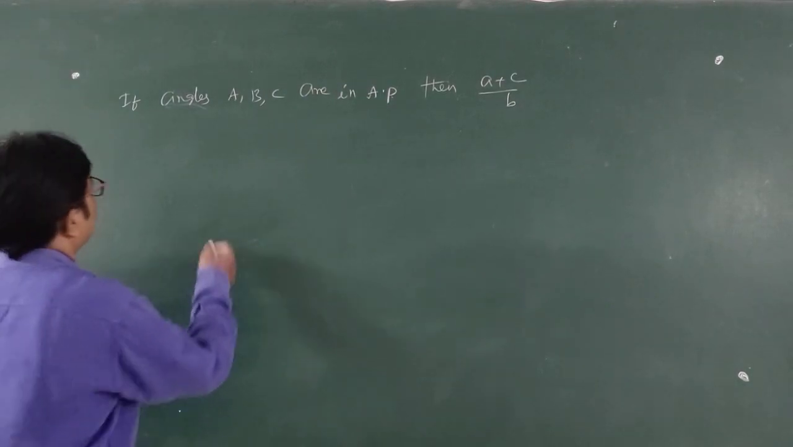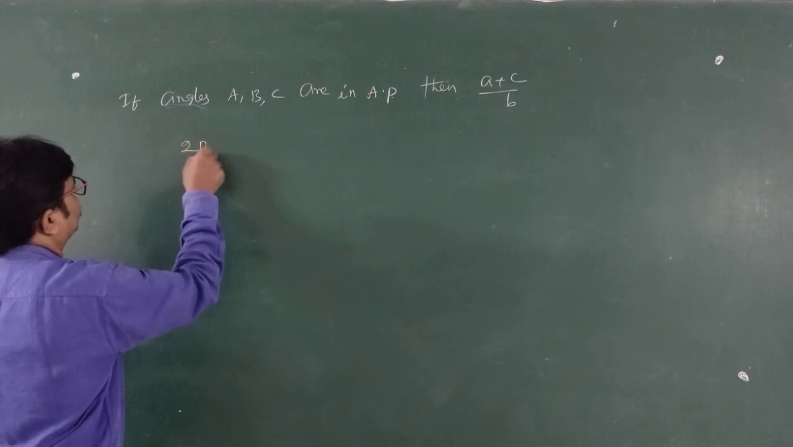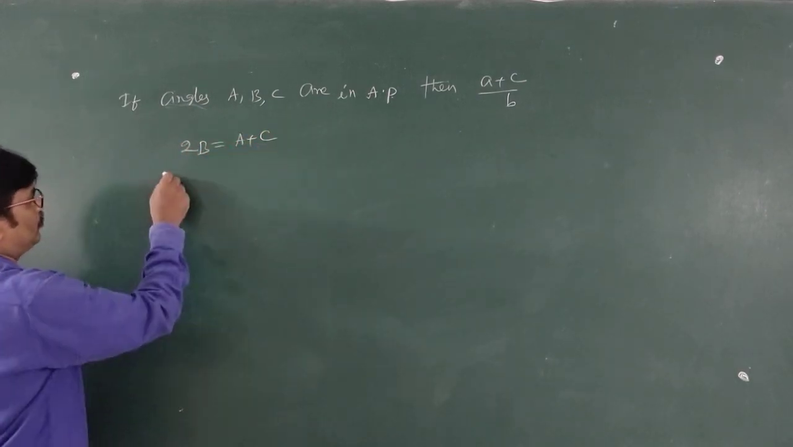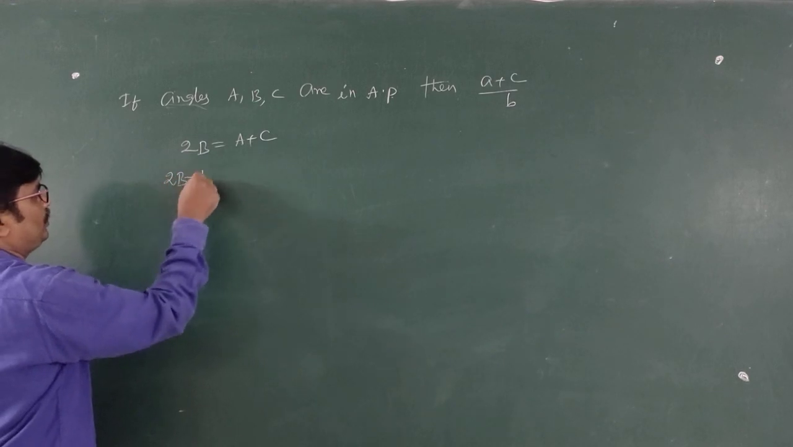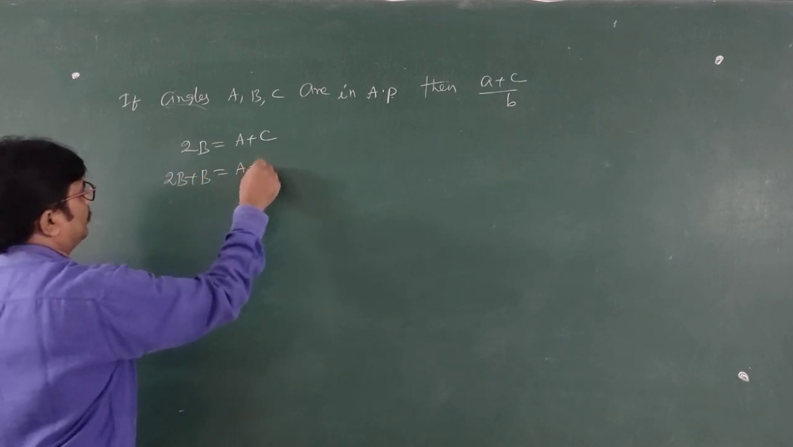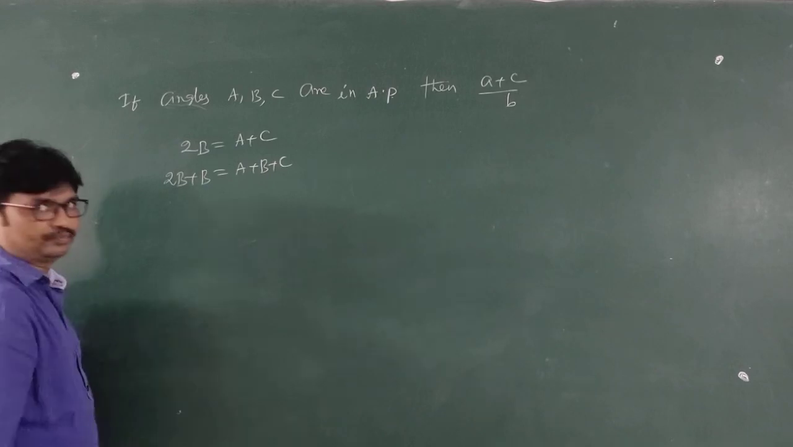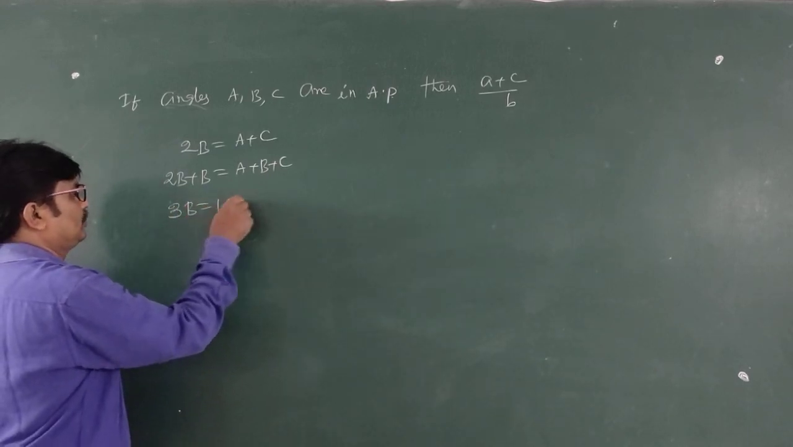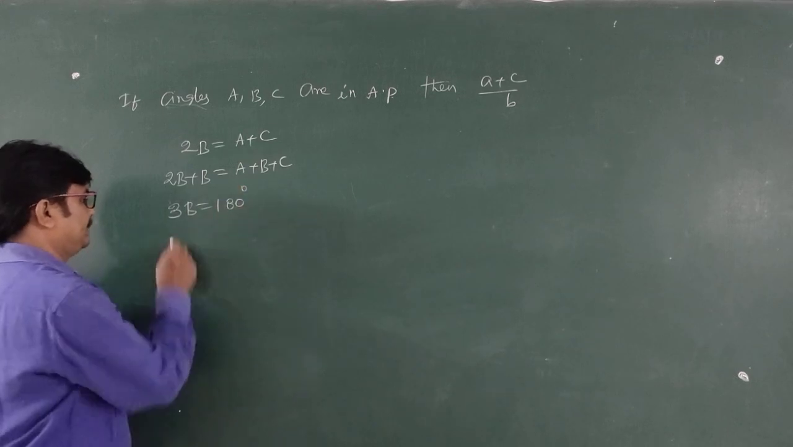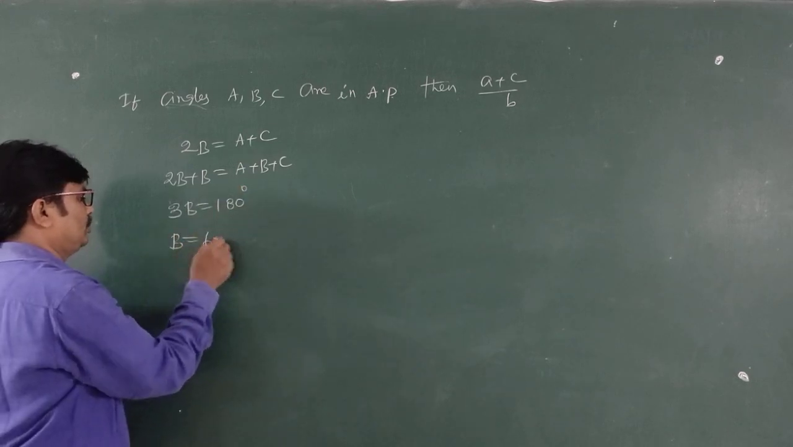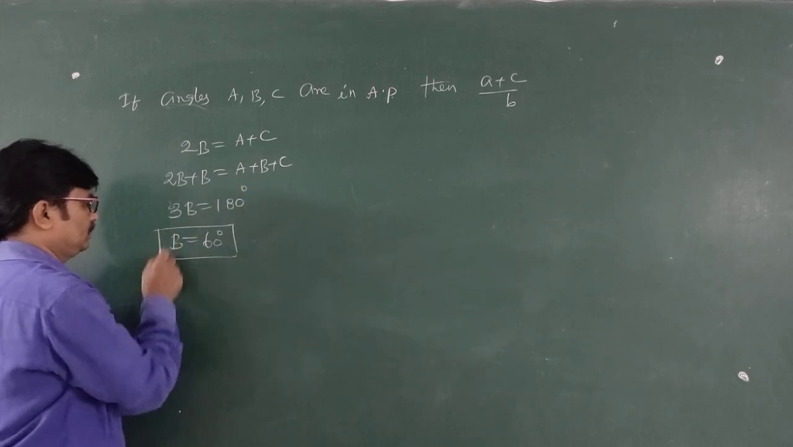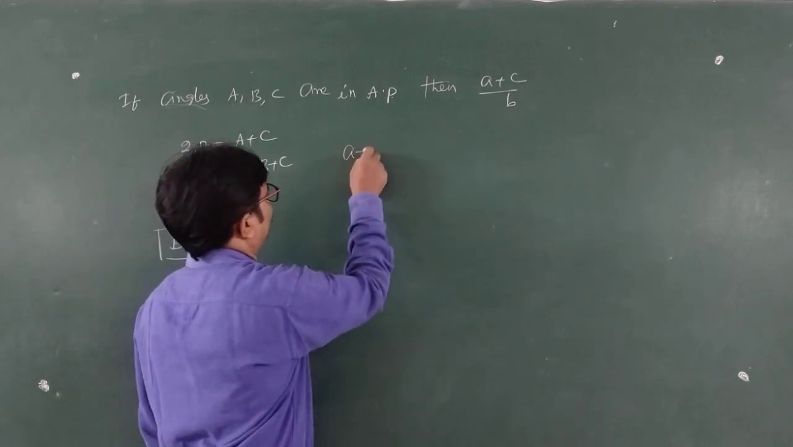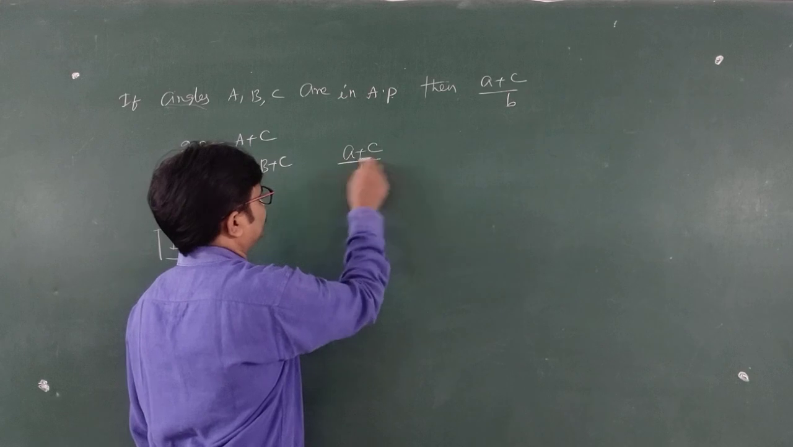That is 2B equal to A plus C. Adding B on both sides, 2B plus B equal to A plus B plus C. This is, students, 3B equal to the sum of the angles, 180 degrees. So B equal to 60 degrees. Now students, we have to find the value of A plus C by B.